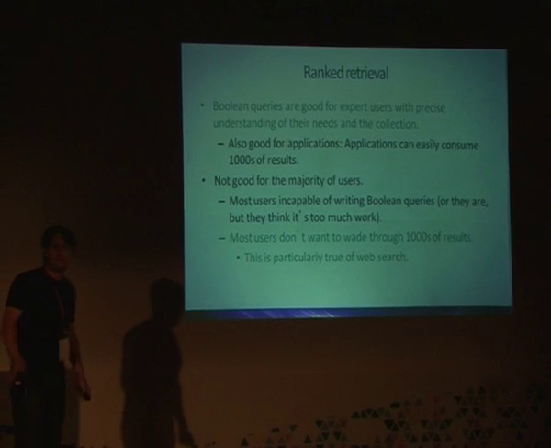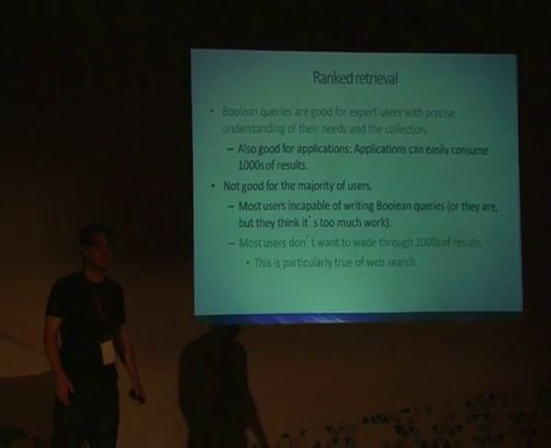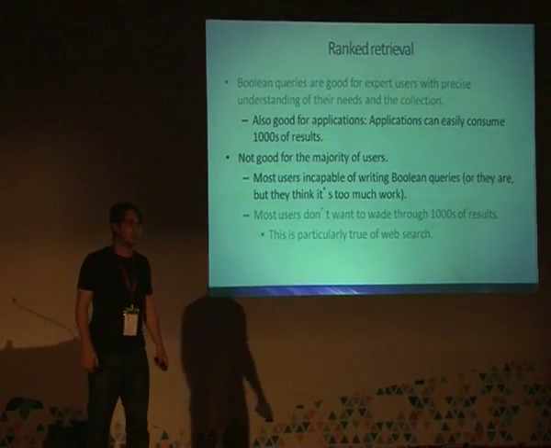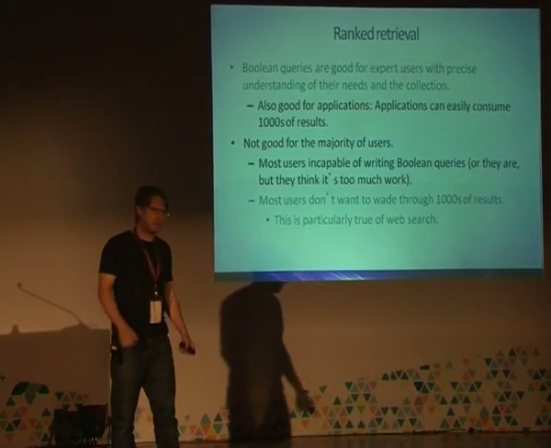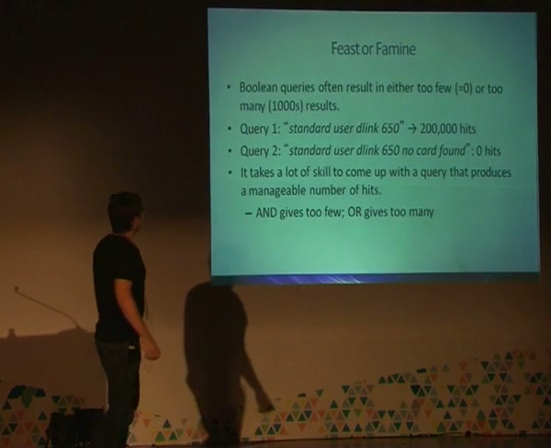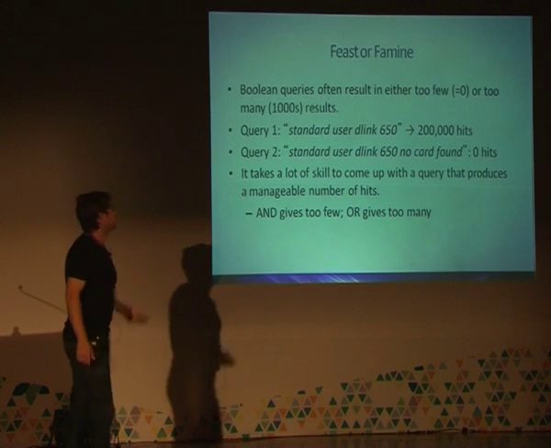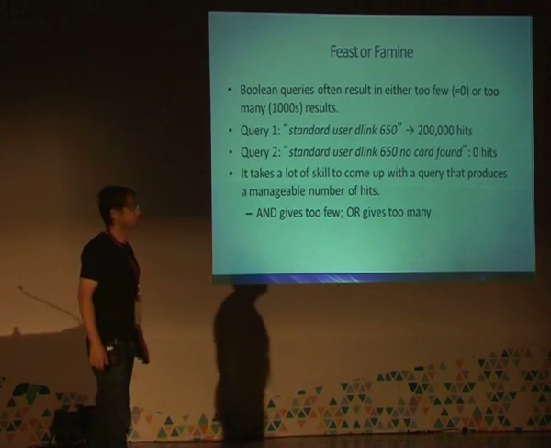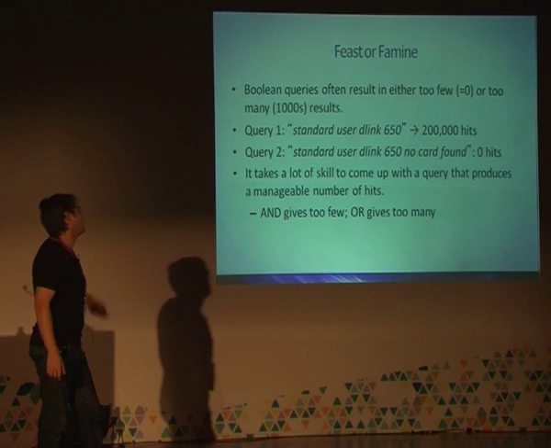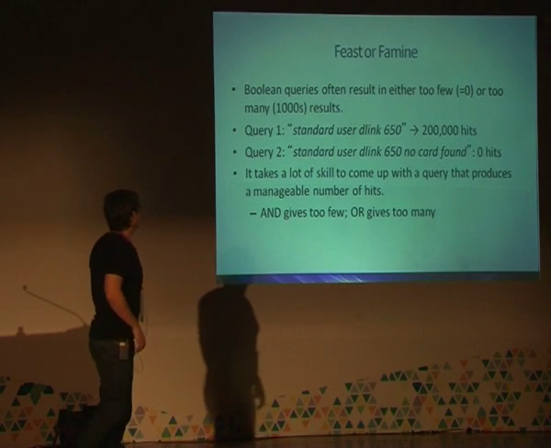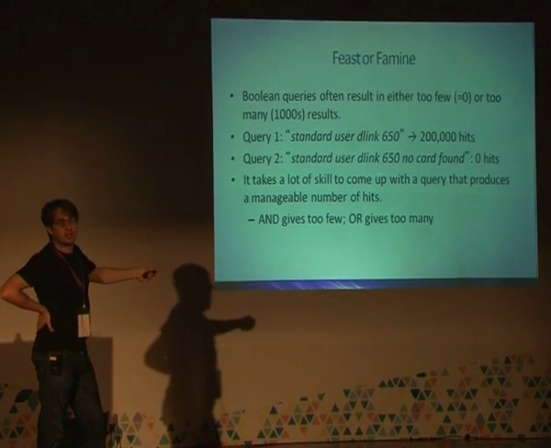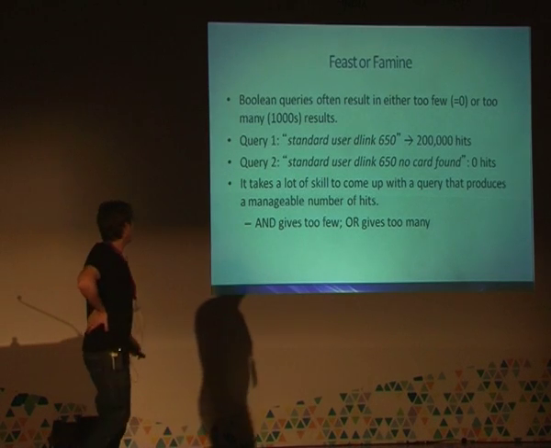Again, nowadays it's very difficult to get users to write Boolean queries. You expect keywords to work out of the box. But this wasn't the case until the mid-90s, and people thinking that you shouldn't write Boolean operators was like a heresy. Now, the problem with Boolean queries is that you either have too few or too many results. Think of a query like standard user dealing 650. You have 200,000 hits. But then you add "no card found", and you have 0 hits because there's no document with these exact words in there.